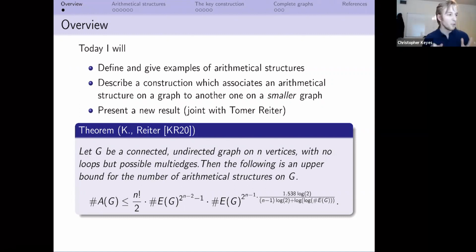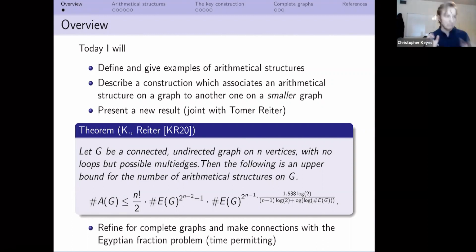In particular, the new feature of this bound is that we're saying very little about the graph G. In other works about arithmetical structures, they say things, but only about very specific cases of graphs. So even though the bound is kind of ugly, it is saying something new. And then time permitting, which I think it'll be close, I'd like to say just a couple of things about the specific case where G is a complete graph.